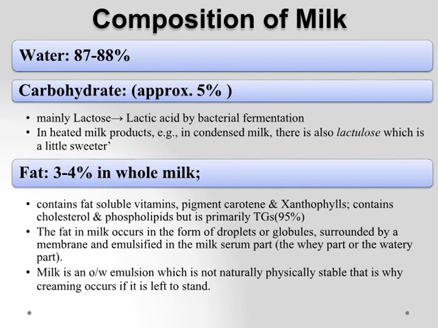The fat in milk occurs in the form of droplets or globules, surrounded by a membrane and emulsified in the milk serum part, the whey part or the watery part. Milk is an O/W emulsion which is not naturally physically stable. That is why creaming occurs if it is left to stand.